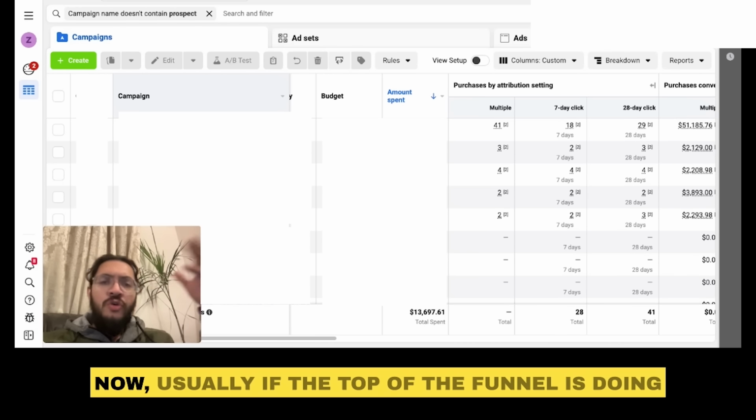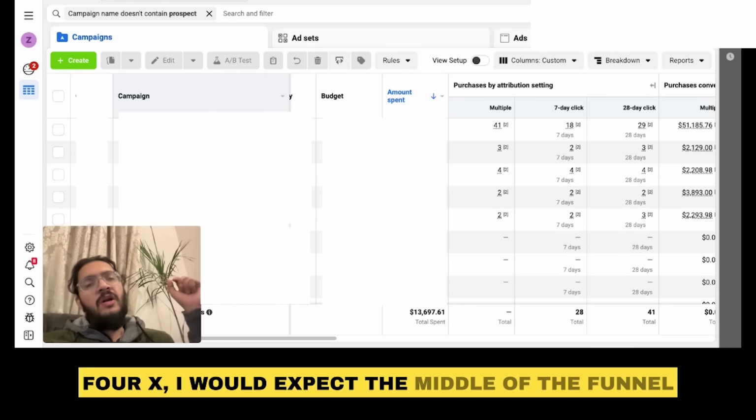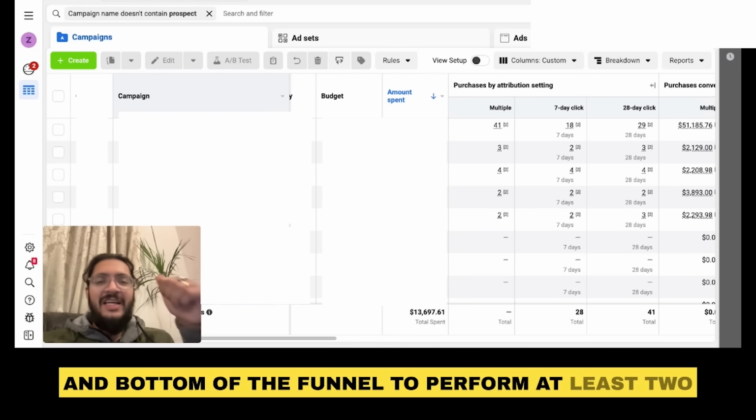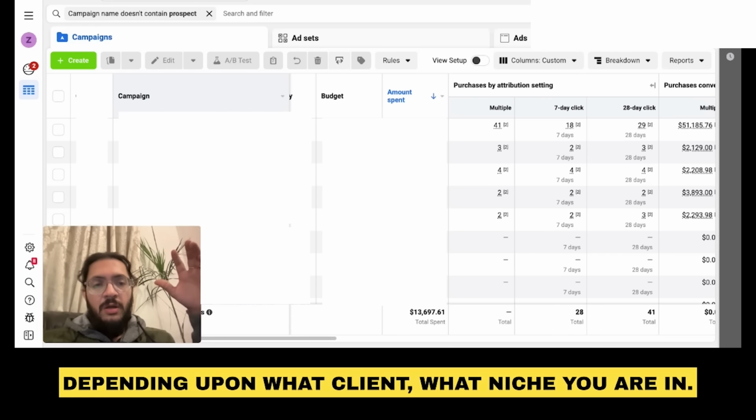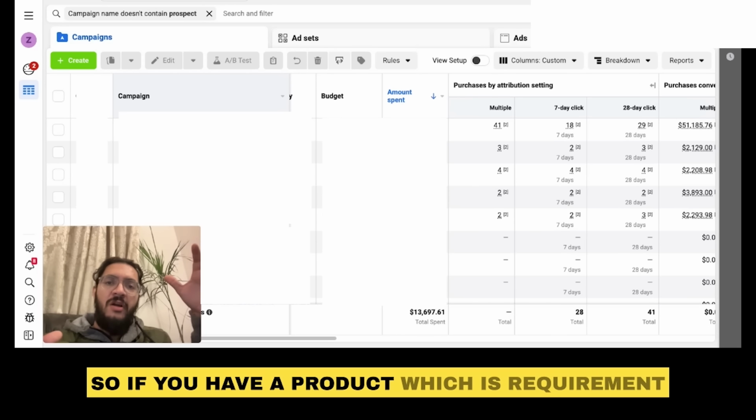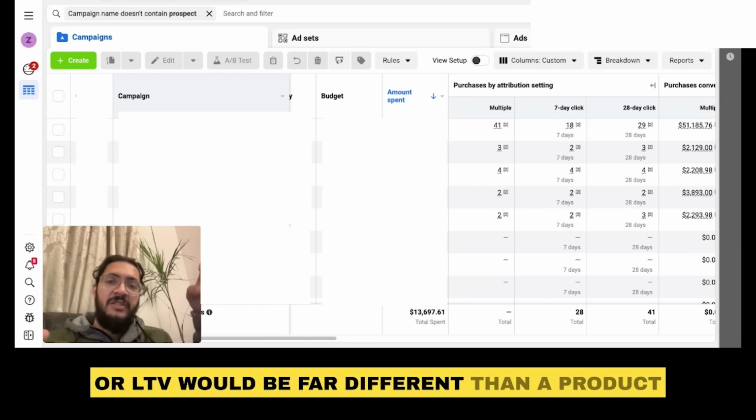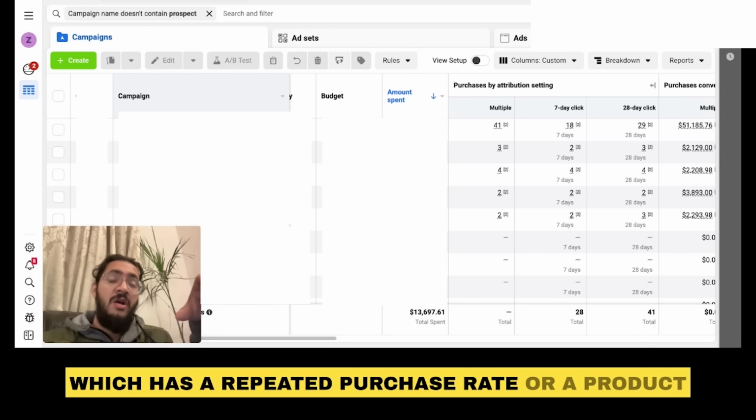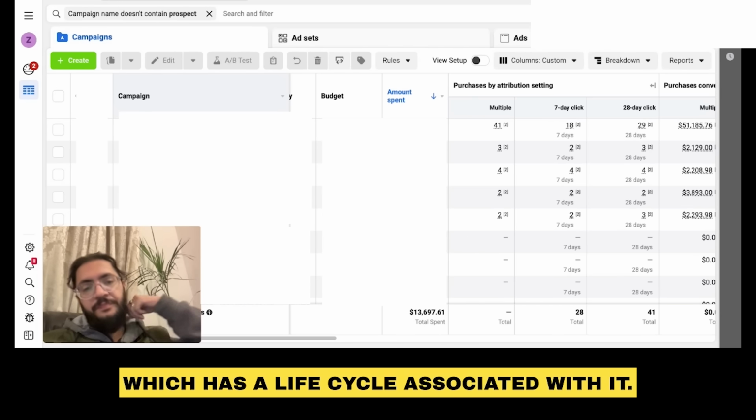Now, usually, if the top of the funnel is doing 4x, I would expect the middle of the funnel and bottom of the funnel to perform at least two times the top of the funnel performance, if not higher. It could be three times as well, depending upon what client, what niche you are in. Again, all of it is contextual. So if you have a product which is a requirement of people, like it is commonly used, your AOV, your LTV would be far different than a product which has a repeated purchase rate, or a product which has a life cycle associated with it.